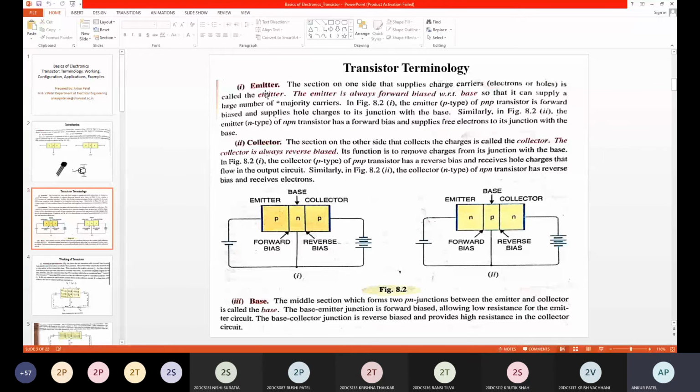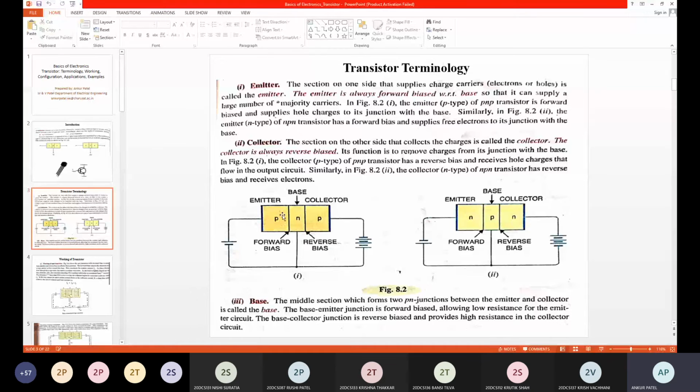Okay, so the functions of these three terminals are given. The section on one side that supplies charge carriers, which may be electrons or holes, is called the emitter. The emitter is always forward biased with respect to the base. You can see this emitter, and this is your base, which is common. So the emitter is always forward biased with respect to the base, so that it can supply a large number of majority carriers.